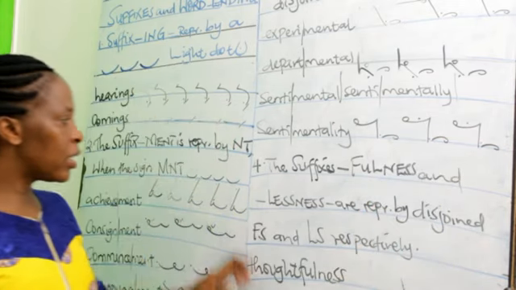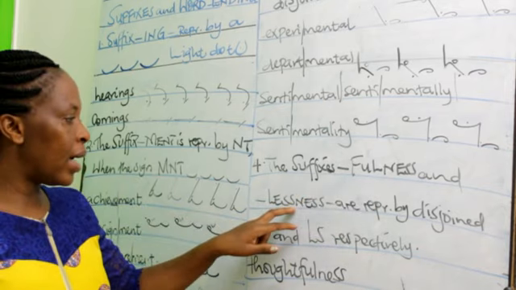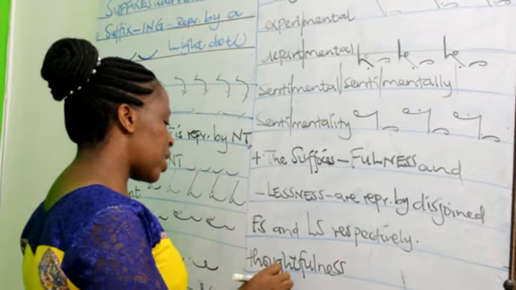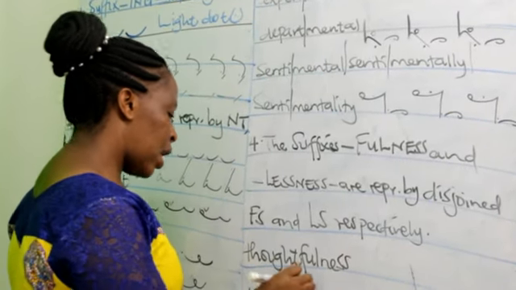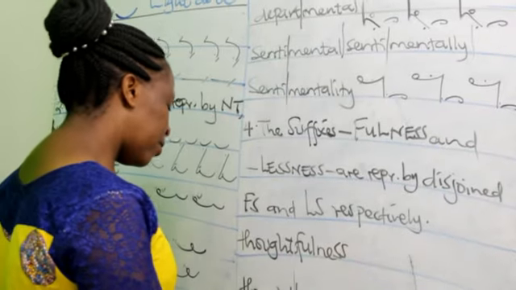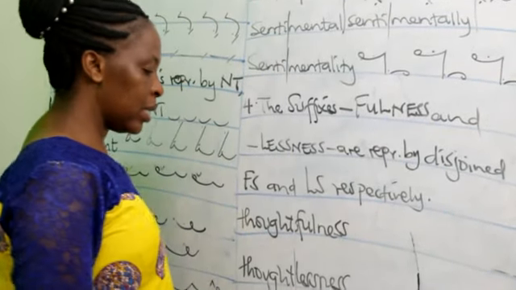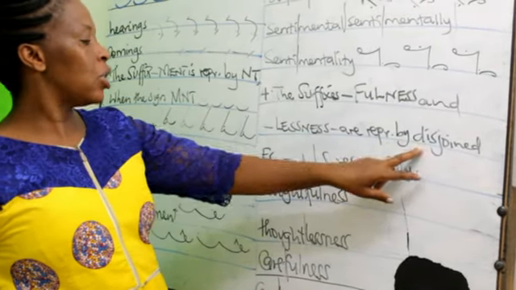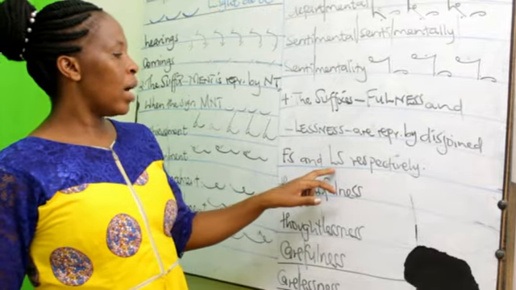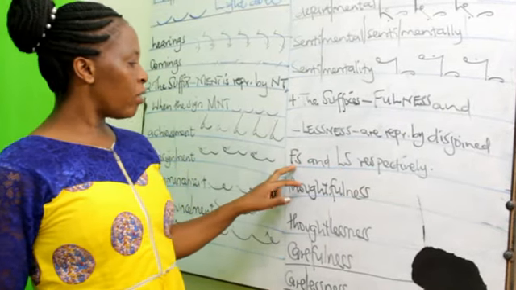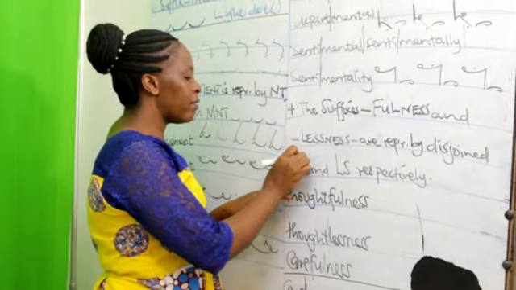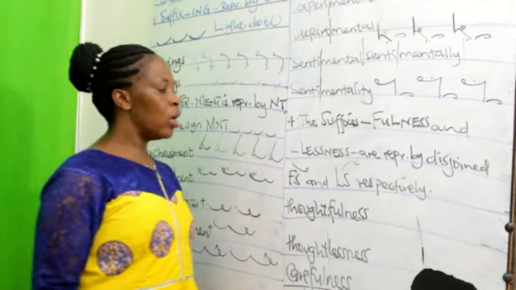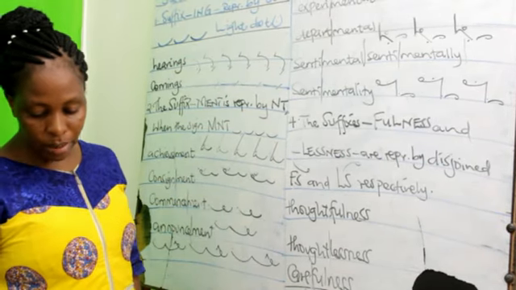We have another suffix, fullness and lessness. These are the words that come with such a suffix. We have the word thoughtfulness, thoughtlessness, carefulness, carelessness. So we are going to drill those words, and these ones are represented by a disjoint FS or a LS. That is a stroke of F and S circle, and here an upward L and an S circle. So we are going to drill those words.